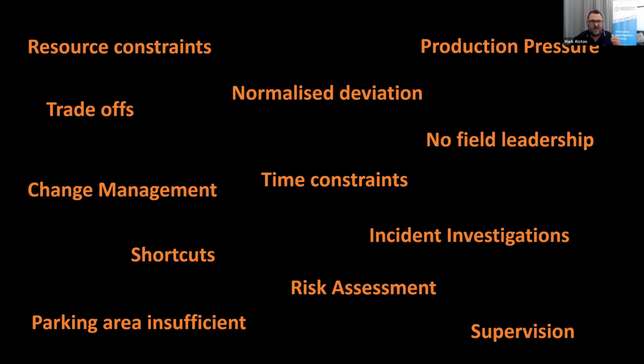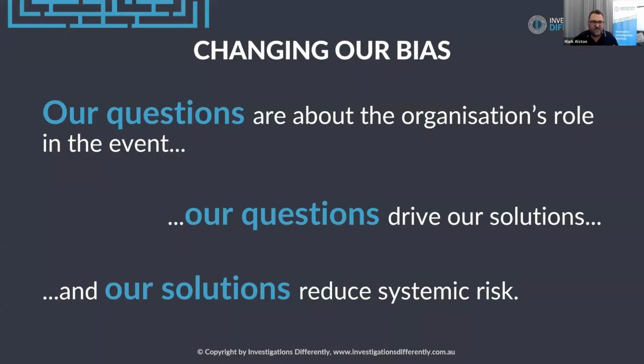We've got to change our bias. So rather than our question driver, let's make our questions about the organisation's role in the event, because that then will drive our solutions to organisational solutions. And those organisational solutions, provided we're deep enough, that's where we'll reduce systemic risk, right? That's where we'll hit it.